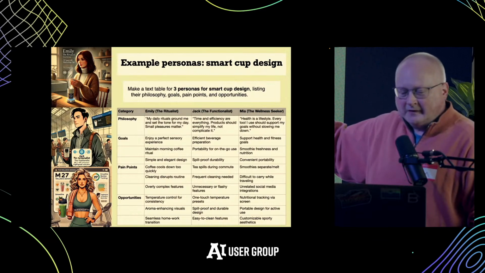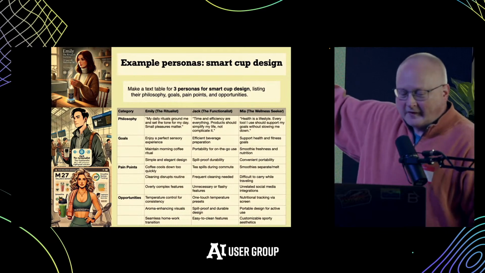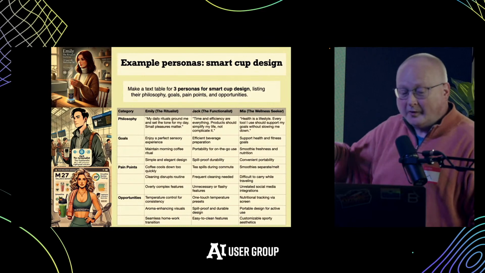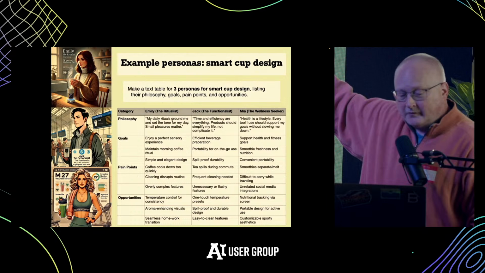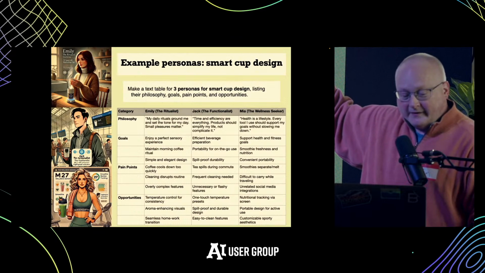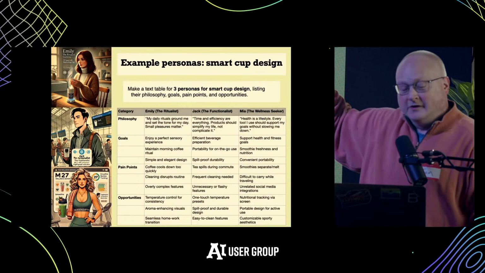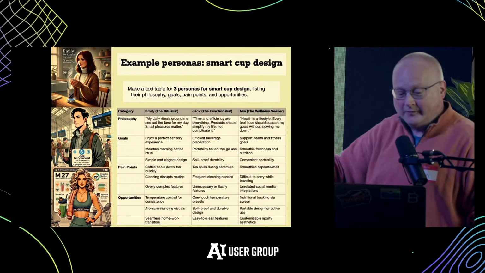You get to learn about three types of users. There's a ritualist, the top one. And by the way, right after this prompt, you ask it to illustrate them. So you get Emily at the top, doing her morning ritual with her coffee. And Jack in the middle, he's the functionalist. He commutes with his drink and he doesn't want it to spill. So he's very much about just getting through the day with his drink.